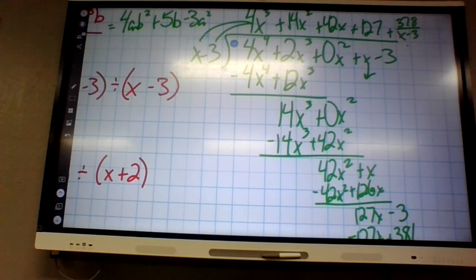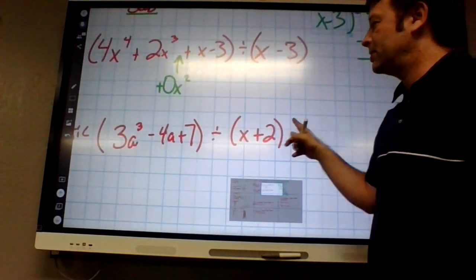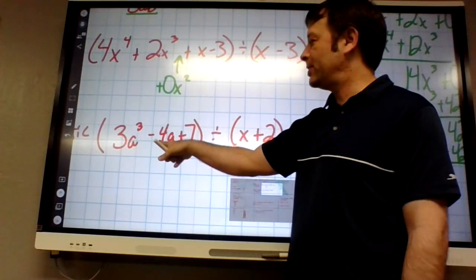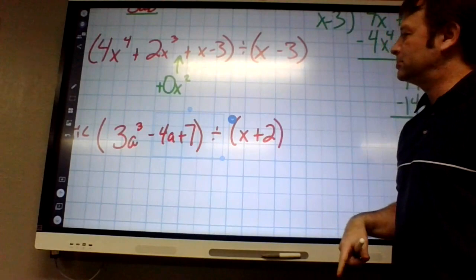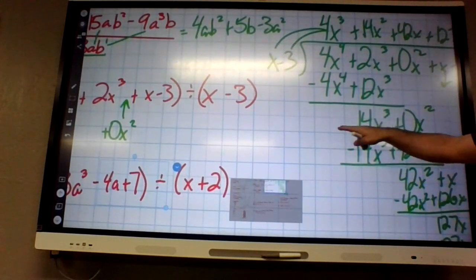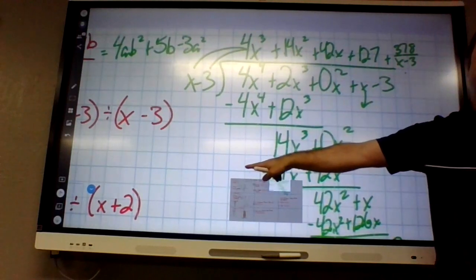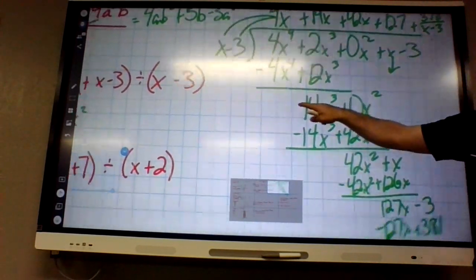When you guys got it wrong, it's always because you didn't copy down the negative. You were writing 4 here instead of negative 4, and that's why you were getting it wrong. All right, are we good on that one? That's probably the hardest. That's my least favorite problem, to be honest. We good on that one? Yeah. Okay.